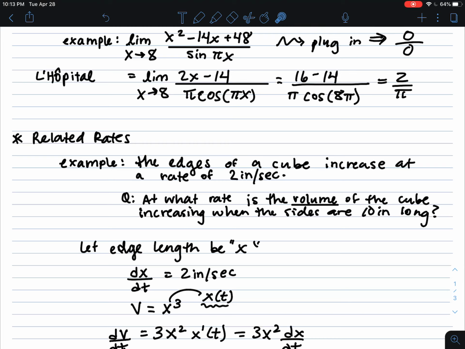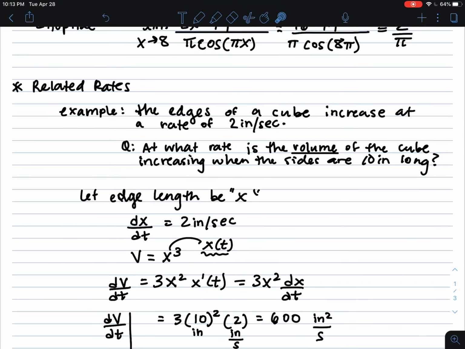Okay, so for this example, we're going to say that the edges of a cube increase at a rate of 2 inches per second. And then the question is asking us, at what rate is the volume of the cube increasing when the sides are 10 inches long? So we have a rate, the edges of the cube, 2 inches per second, and we want to know a different rate, the volume of the cube, at a certain side length. So, here I mean edges and sides to be the same thing.